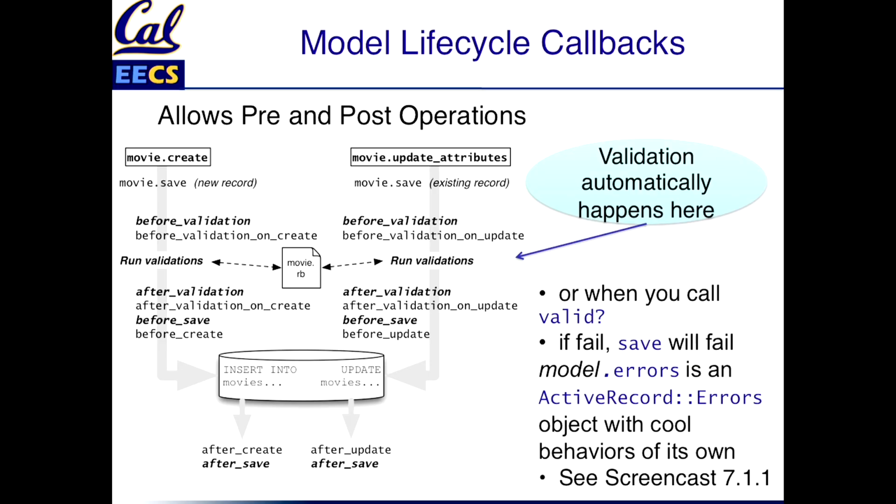What happens if validation doesn't pass? If any of the validations fail, then save will fail. And if you called save bang, then it'll throw an exception, of course. And you get this errors attribute that is part of every model that actually has a number of interesting behaviors of its own. But basically, it lets you query or modify information about where the errors occurred. And you could use that to display something helpful to the user.